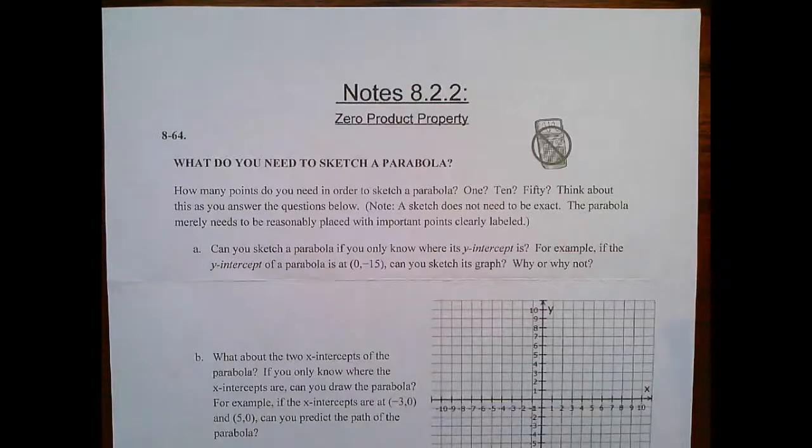We're continuing on in chapter 8, section 8.2.2, using what we know about factoring and the preliminary stuff that we talked about, parabolas, in the last video. We're going to talk about a big thing in algebra called the zero product property and how it applies to parabolas and what you can do with factoring, how it all ties together. So let's just dive right in.